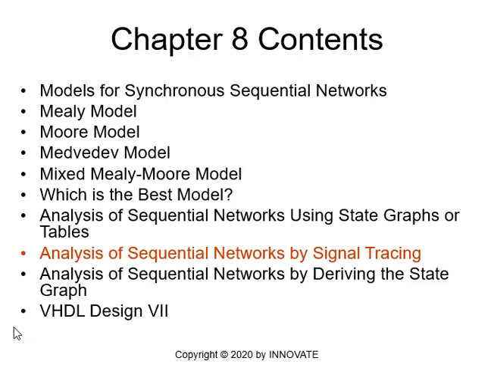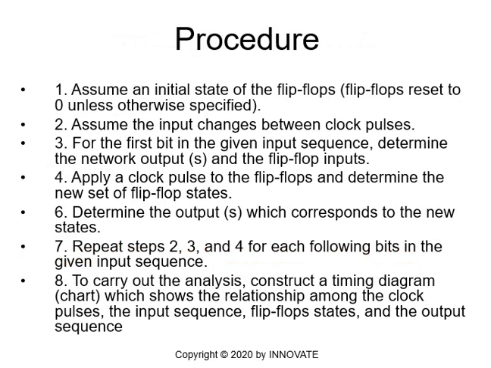The procedure of the analysis of synchronous sequential networks by signal tracing is as follows. 1. We assume an initial state of the flip-flop resets to 0 unless otherwise specified. 2. We assume the input changes between clock pulses. 3. For the first bit in the given input sequence, we determine the network outputs and the flip-flop inputs. 4. We apply the clock pulse to the flip-flops and determine the network set of flip-flop states. 6. We determine the outputs, which correspond to the new states. 7. We repeat steps 2, 3, and 4 for each following bit in the given input sequence.